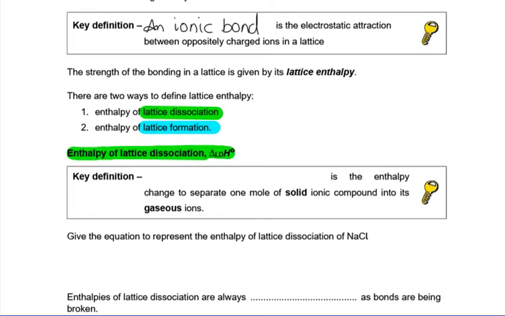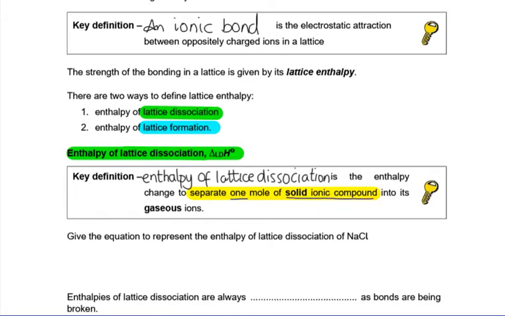The enthalpy of lattice dissociation. So the enthalpy of lattice dissociation is the enthalpy change, and what's important in this definition is which words are the most important to separate, that's the breaking, 1 mole of solid ionic compound. So important in this pack that you know what the 1 mole is of, and in this case it's solid ionic compound. And what are we going to break it into? So we need to know what to turn it into. We're going to turn it into gaseous ions.